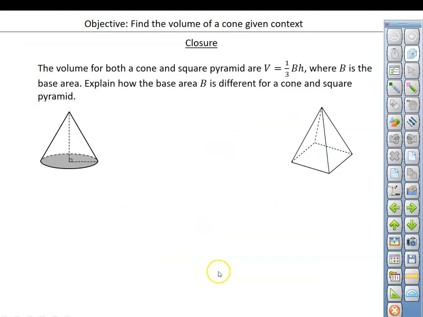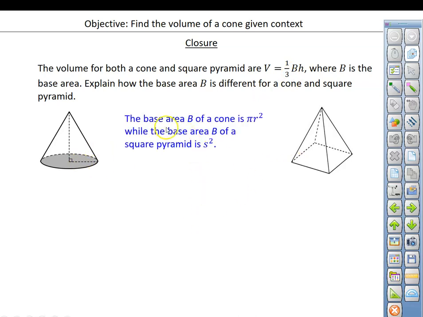All right, and here's your closure. It says the volume for both a cone and square pyramid are the same here, 1/3 times base area times height, where B is the base area. Explain how the base area is different for a cone and a square pyramid. So hopefully you realize that this is asking us to recognize that the shapes are different, therefore the formula that we're going to use for base area is different.